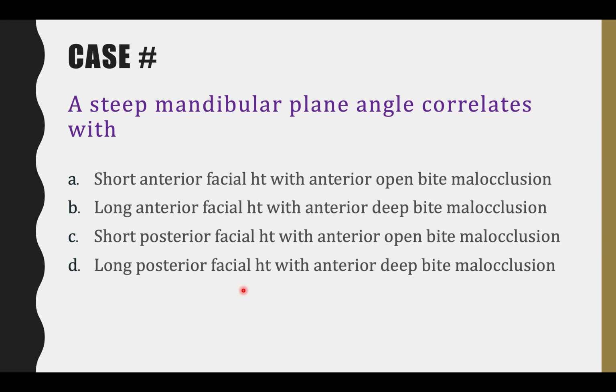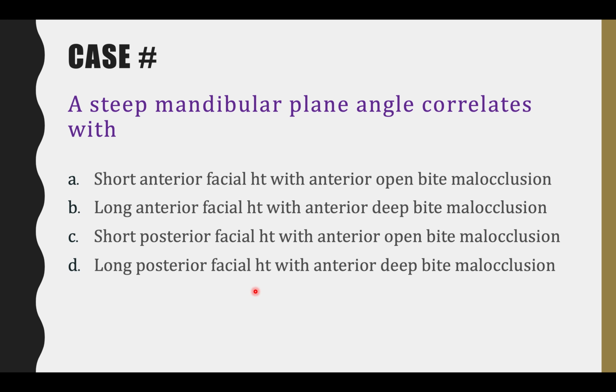Just read them. So the steep mandibular plane angle, that means it is a vertical growth pattern. We know a steep mandibular plane angle means vertical growth pattern. That means, as already discussed, a long anterior facial height. So see the first options. Long anterior facial height is seen only in the B option. So yes, long anterior facial height. So next jump into another parameter, that is your open bite or a deep bite. Definitely it will be an open bite. So long anterior facial height with an anterior open bite malocclusion is the correct answer.